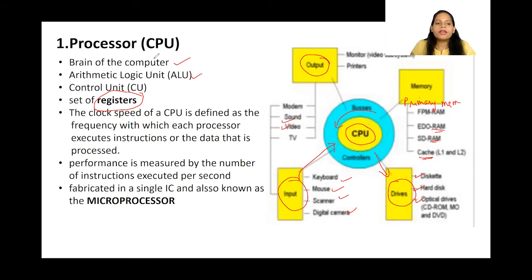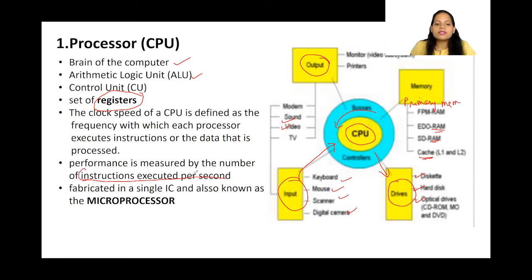Now let's see here, the clock speed of a CPU is defined as the frequency with which each processor executes instructions or data that is processed. Here we are talking about the speed of the CPU. Performance is measured by the number of instructions executed per second. So how is the performance of every CPU calculated? Obviously, when you're buying a computer, you want something which is faster, isn't it? How do you know it is faster?